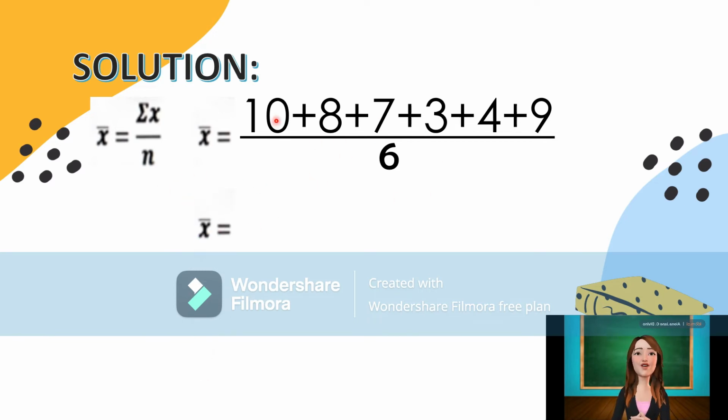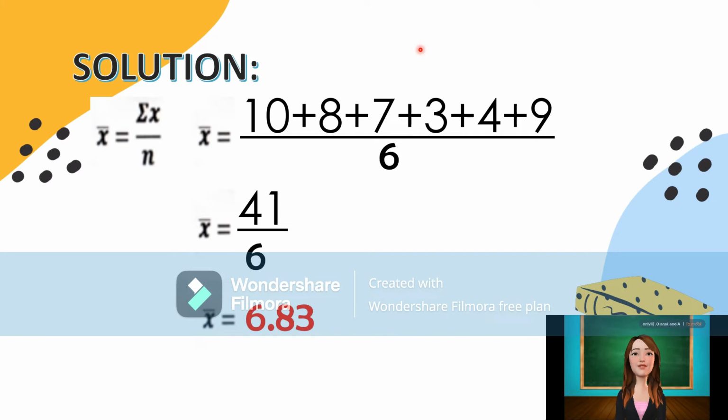Next, we will now add this. So the answer is 41 over 6. So 41 divided by 6, our mean now is 6.83. Hence, our mean in this problem, or the mean score of the 6 friends, is 6.83.